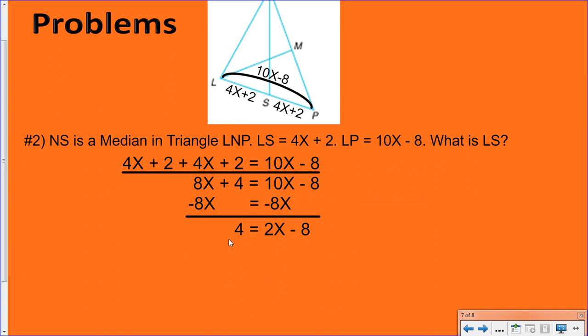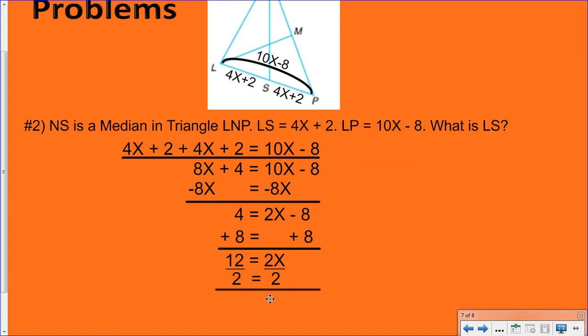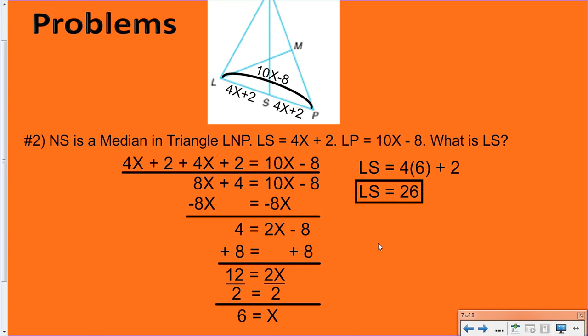Now we want to add 8 to both sides because again we want x by itself, and that gives me 12 equals 2x. And lastly, we want to get rid of this 2, so we're going to divide both sides by 2, and that gives me x equals 6. But we're not done because it's asking for LS. So we have to take this x and plug it into LS. That's real easy. We just do 4 times 6 plus 2. 4 times 6 is 24, plus 2 is 26, and that is our answer. LS equals 26. Okay? So those are our 2 problems on median.